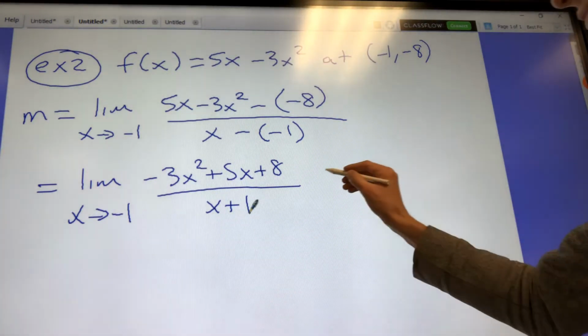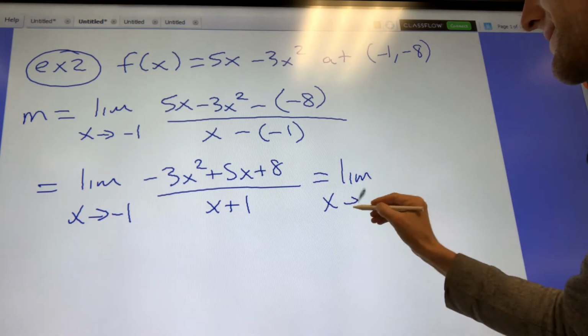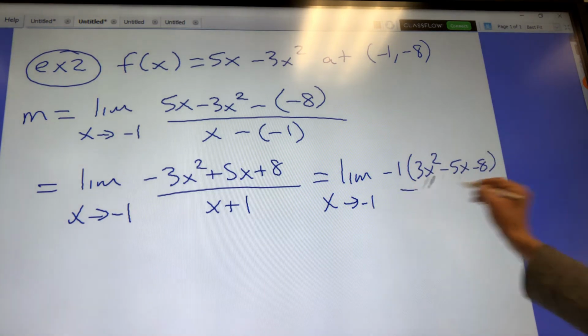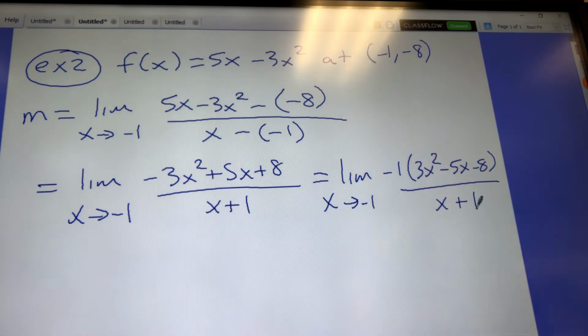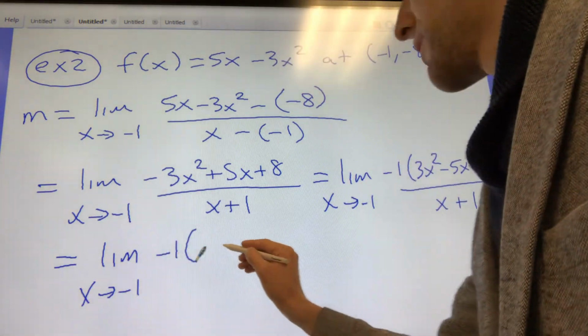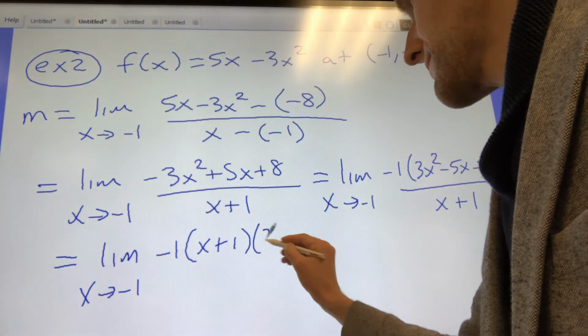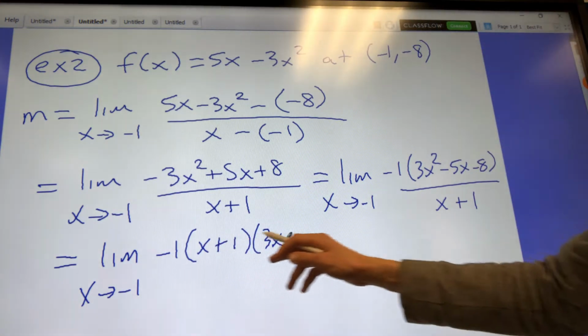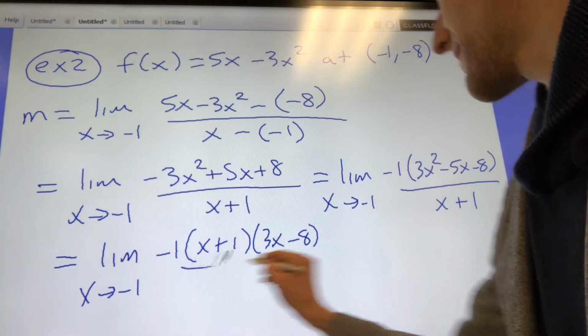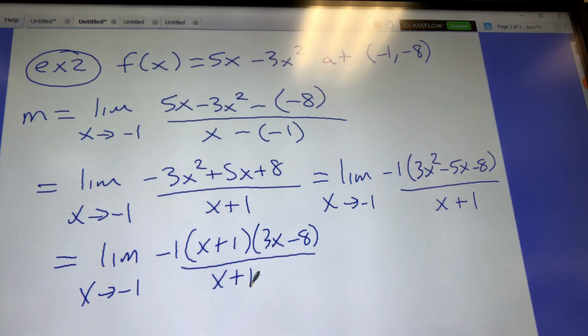So we should notice we don't factor with a negative leading coefficient. So let's take the negative 1 out: 3x squared minus 5x minus 8 over x plus 1. All right, we can see that good. Now we have the limit as x goes to negative 1. I know x plus 1 is going to be a factor. That's going to leave me with 3x again. X times 3x gives me 3x squared. Positive 1 times a negative 8 gives me negative 8. I know that's the other factor. Again, you can FOIL that out to get this.